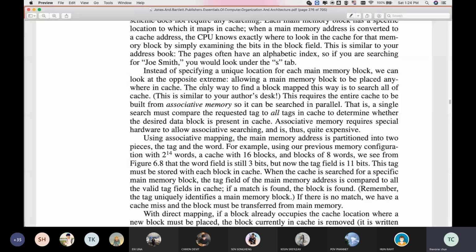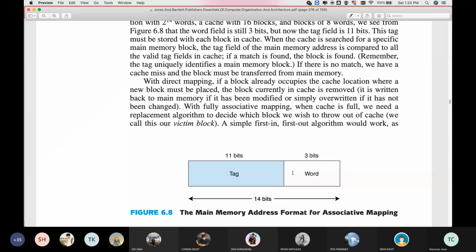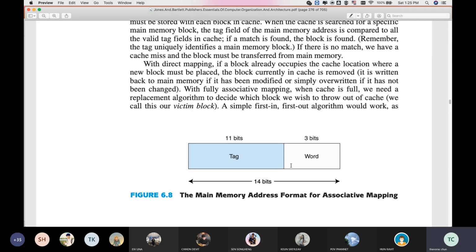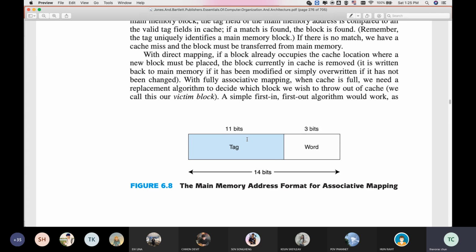You can do a parallel search, meaning that you can search multiple data at the same time. So in associative memory, the structure of the main memory address is grouped into 2 sections only. Remember, in the direct map cache, we group it into 3 sections: the tag, the block, and the word. But here, with fully associative cache, we group into 2 sections: tag and word only. So when we want to search the data, we search in parallel by tag here, and when we find it, we just look at the offset, and that's it.